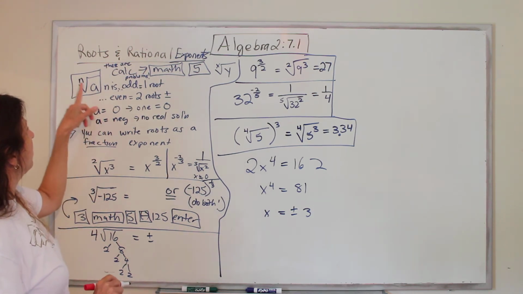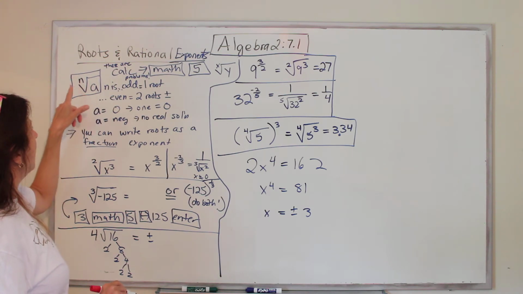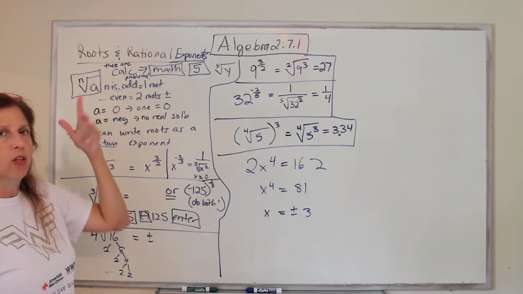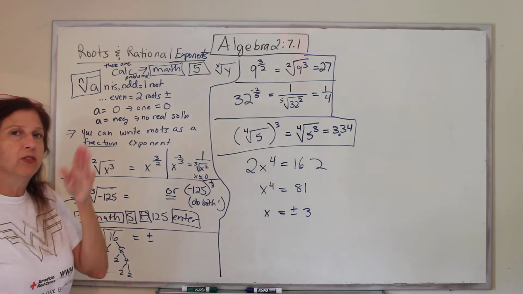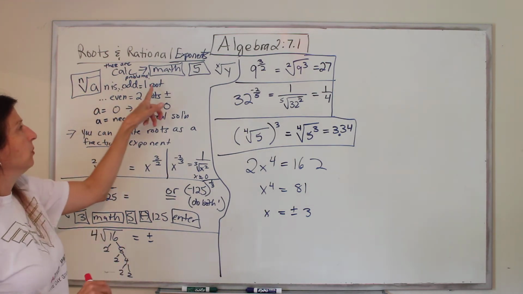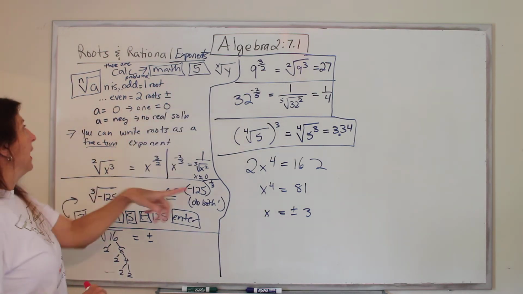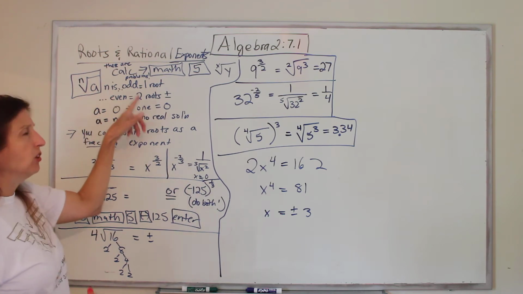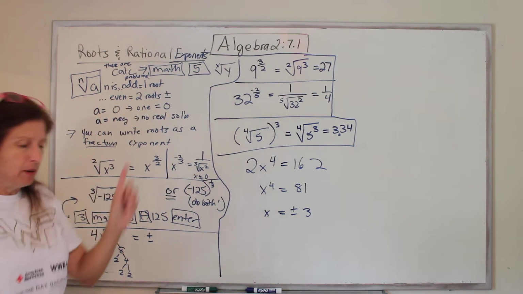Alright, so if n is odd, so if you're taking the third root, the fifth root, the seventh root, then you will get one answer. If it's even, 2, 4, 6, 8, who do we appreciate?